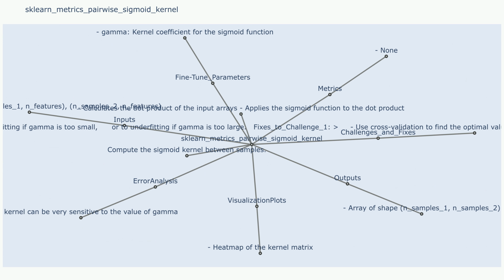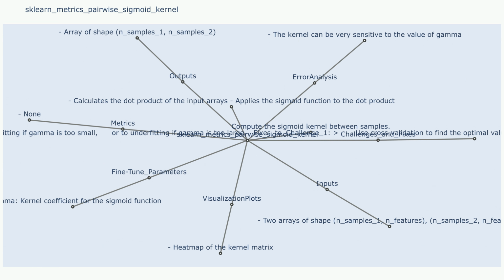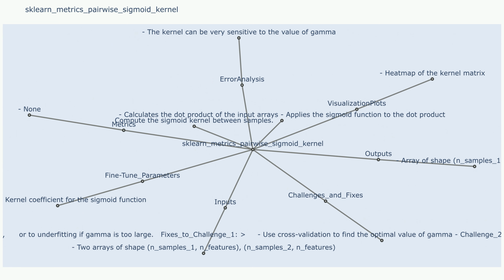Metrics: accuracy measures the percentage of correctly classified instances. Precision measures the proportion of true positives among all instances predicted as positive. Recall measures the proportion of true positives among all actual positive instances. F1 score is the harmonic mean of precision and recall.